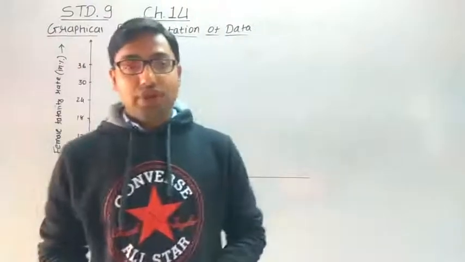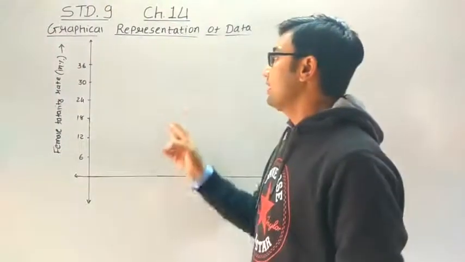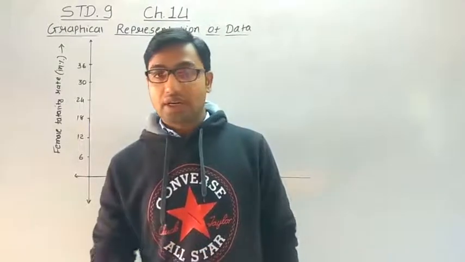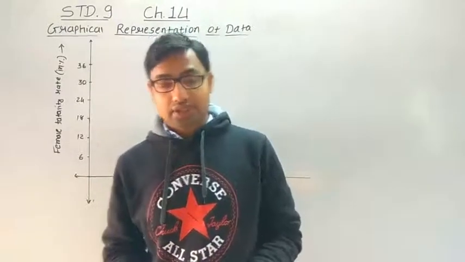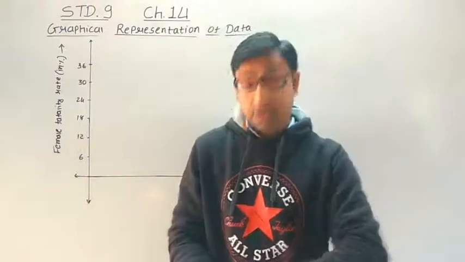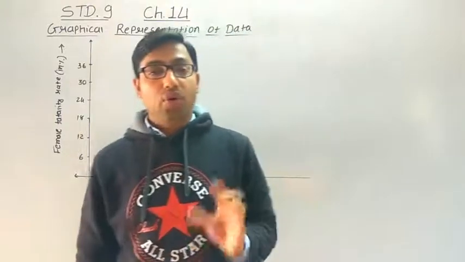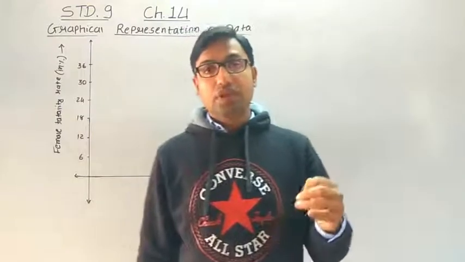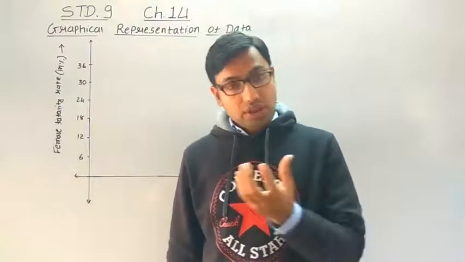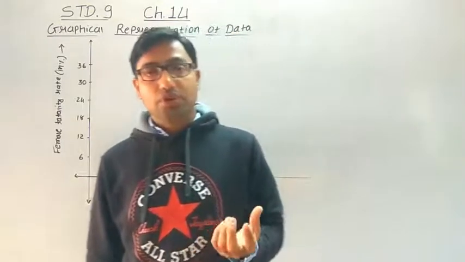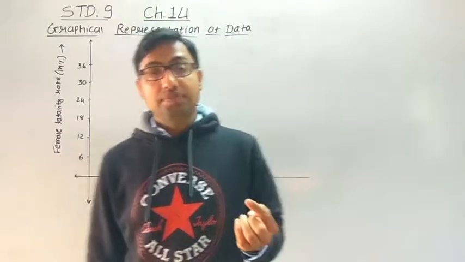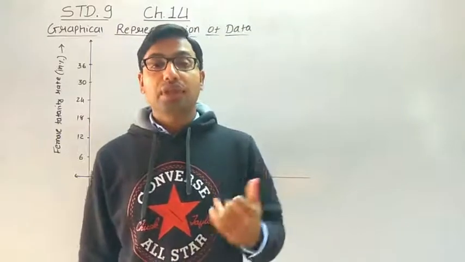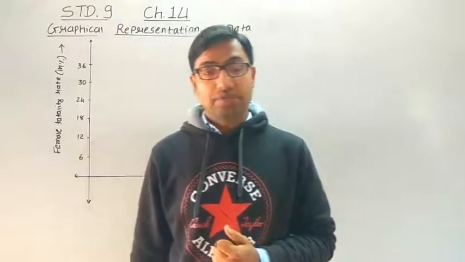Hello students, today we will study about the graphical representation of data. This is the topic of standard 9, chapter number 14, statistics. Before this, we have studied how we can organize and arrange the data using tables and groups. We have studied two kinds of tables. First is the frequency distribution table, right? And the grouped frequency distribution table.